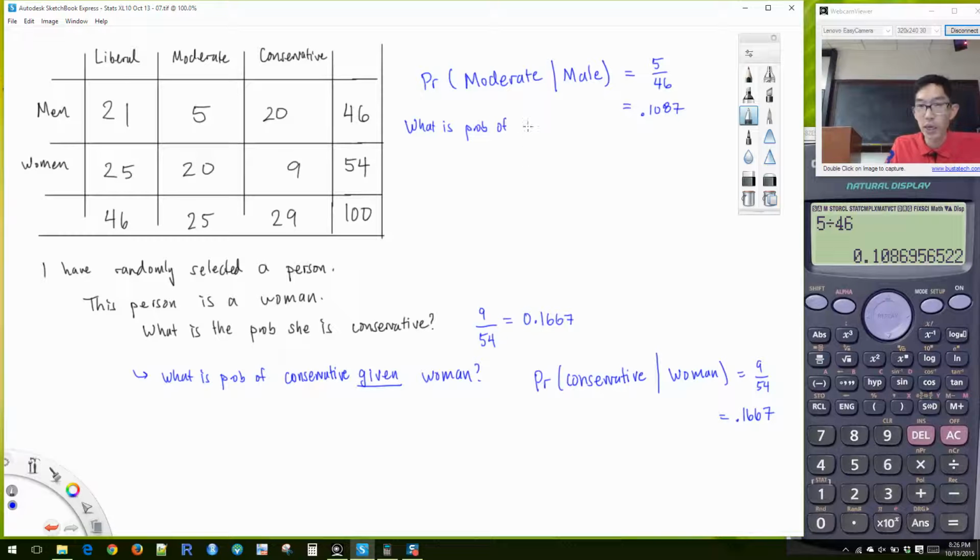of moderate given male. Okay, so we select someone, we know this person is male. What is the probability that this person is then moderate?